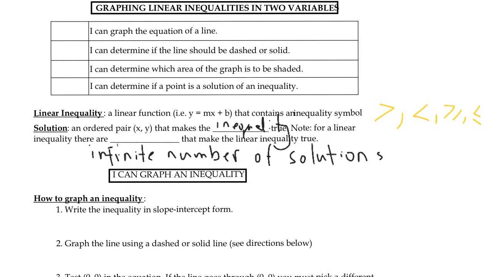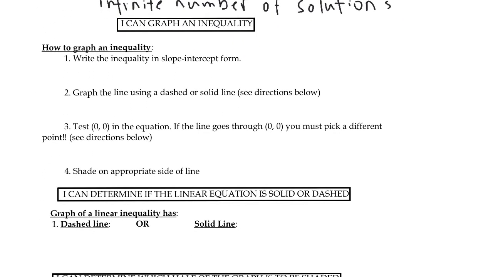So let's talk about the steps. We have 4 steps for you, so you can follow our steps. Step number 1 is write the inequality in slope-intercept form, which means y equals mx plus b. Step 2, graph the line using a dashed line or solid line, and we'll talk about this in a few minutes. Step 3, test 0, 0. Test the point. If the line goes through 0, 0, you must pick a different point, and you'll see it later. And step 4 is shade the appropriate side of the line, either below or above.